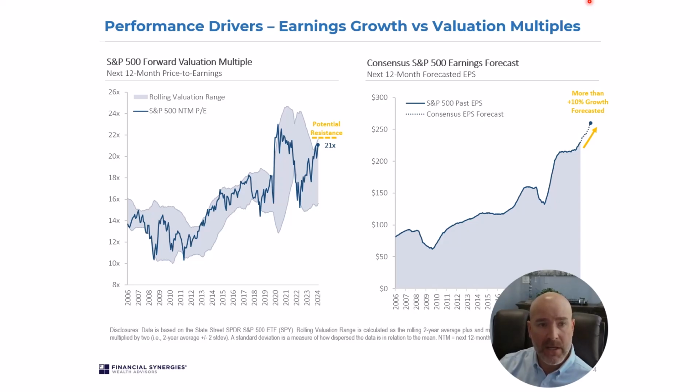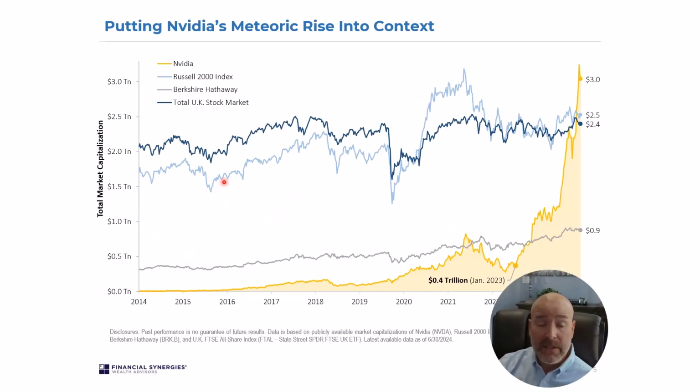The dotted line in the upper right corner shows analysts forecast more than 10% S&P 500 earnings growth over the next 12 months. Investors will be watching to see if these forecasted earnings actually become a reality. But it is positive in the sense that earnings are forecast to grow, and we need that given where valuation multiples and investor sentiment are. So hopefully that will be the case, but it's something to definitely keep an eye on.